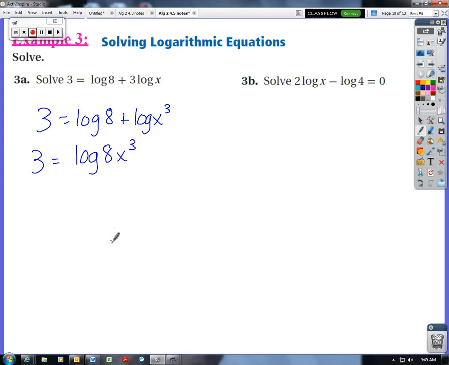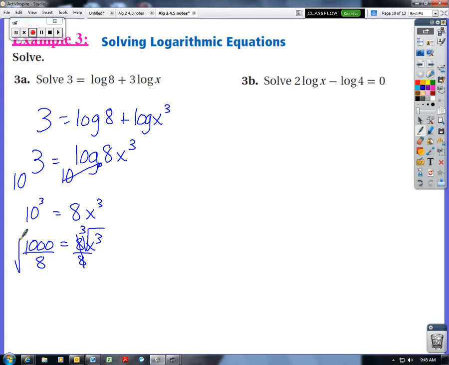It's log base 10 again, because it's a common log. So I'm just going to exponentiate base 10. So I've got 10 to the third, which is 1,000. Just write it as 10 to the third. And then there's a base 10 here. This part cancels, so you're left with 8x cubed. So this is 1,000 equals 8x cubed. Divide both sides by 8. And then to undo a cube, you do a cube root.